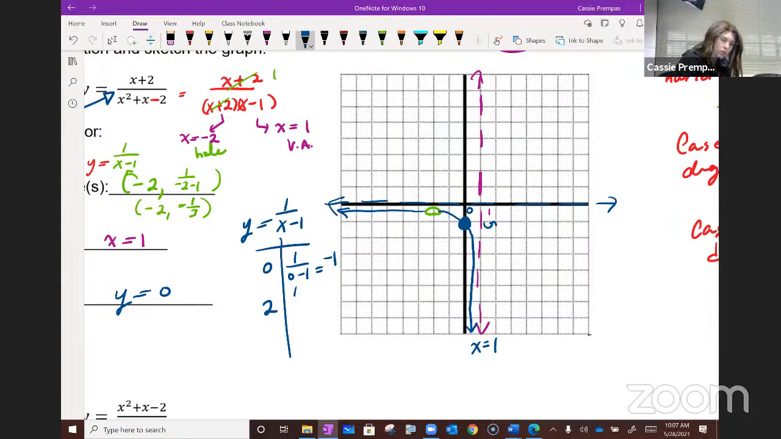And then when I plug in 2, I have 1 over 2 minus 1. That's 1 over 1, which is 1. So I have the point (2, 1). And then I know it gets close to the asymptote but doesn't reach it. All right, that was a quick review.